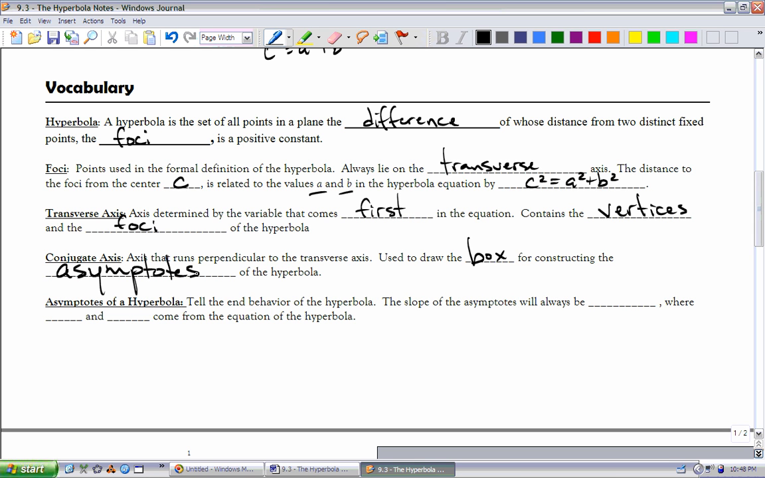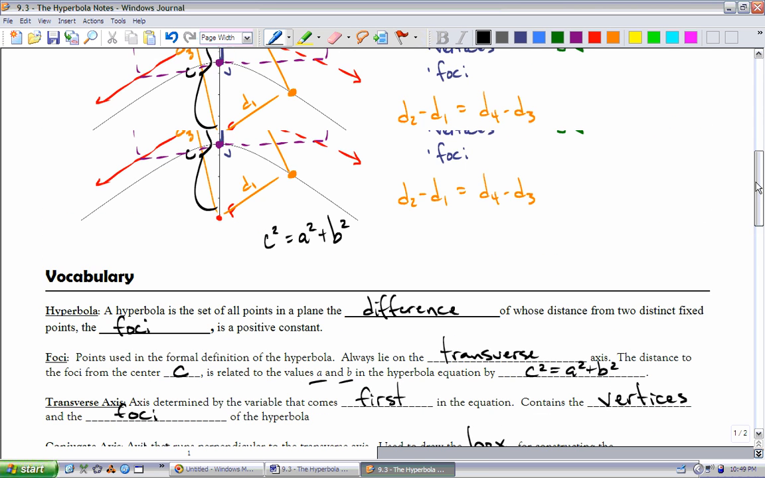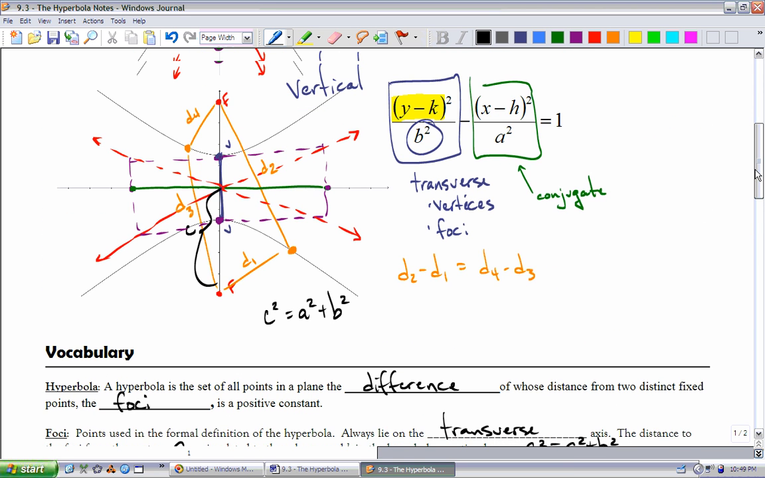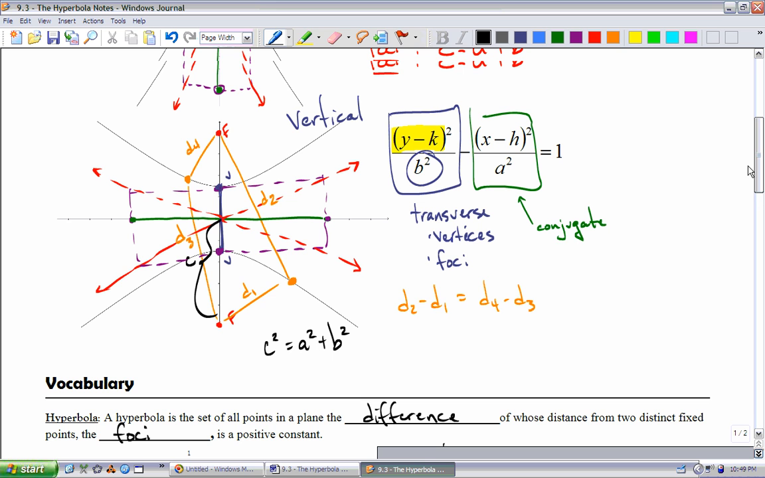And then the asymptotes of the hyperbola tell you the end behavior, and we're going to take a look at this quickly. But the slope of the asymptotes will always be plus or minus b over a, where b and a come from the equation of the hyperbola. Let's just take a look at that real quick here. I don't know if we have a good diagram to take a look at this, but I'll try to highlight it.